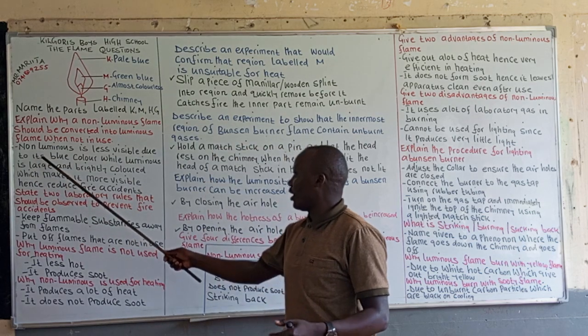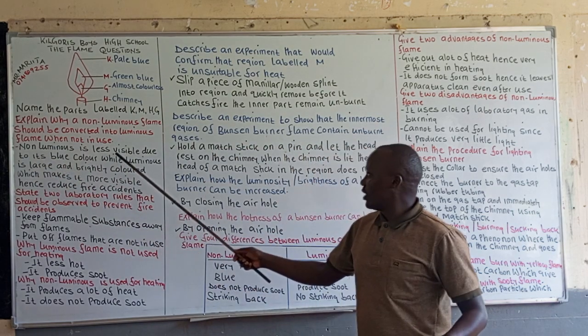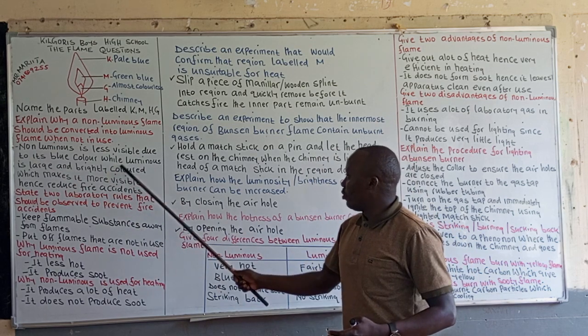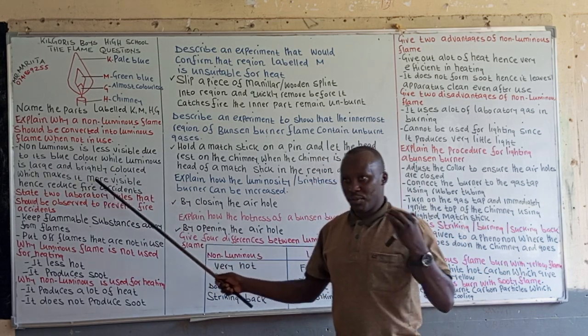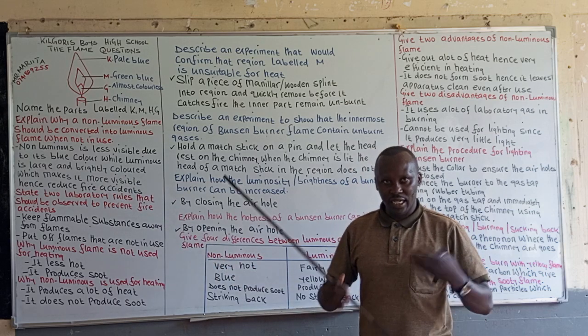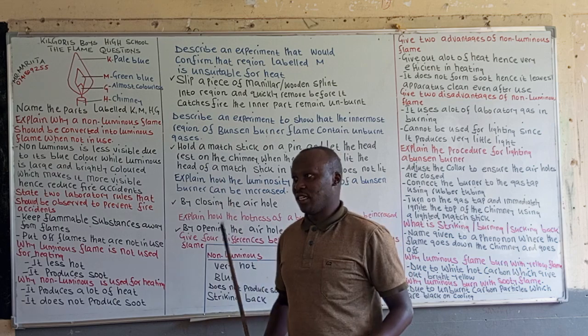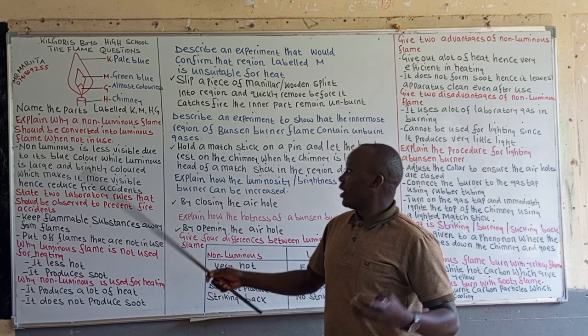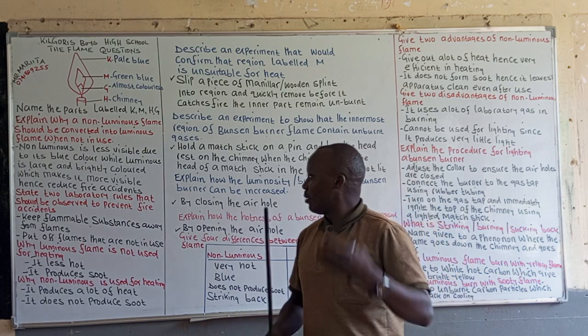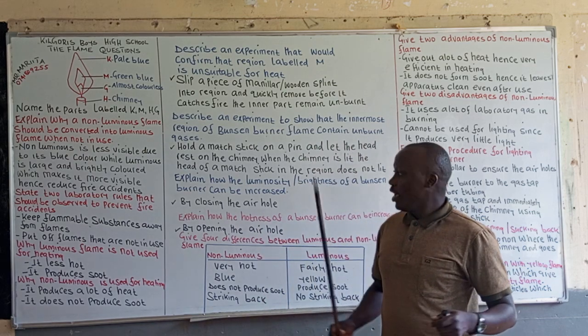So you just say that the non-luminous flame is less visible due to its blue color, while the luminous flame is large and brightly colored, which makes it more visible, hence reduces fire accidents. That is the main reason why the non-luminous flame should be converted to a luminous flame when not in use.